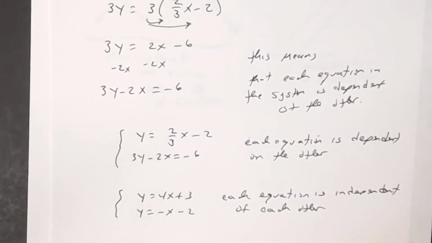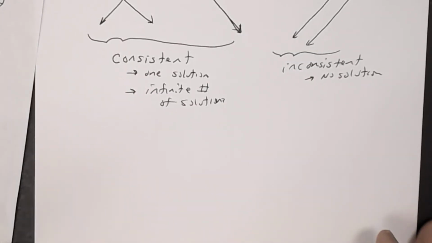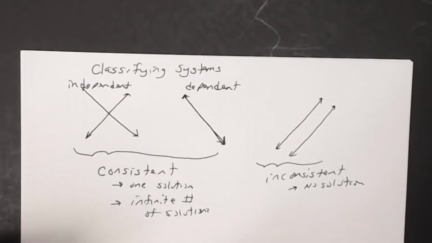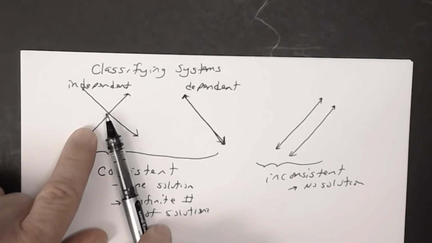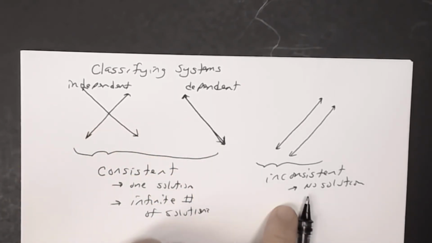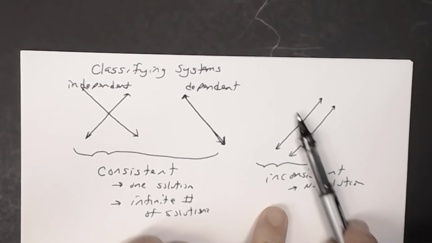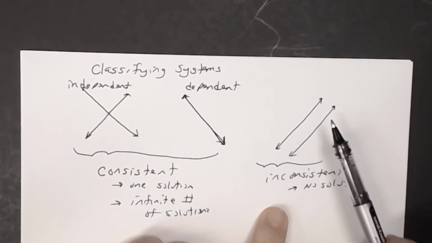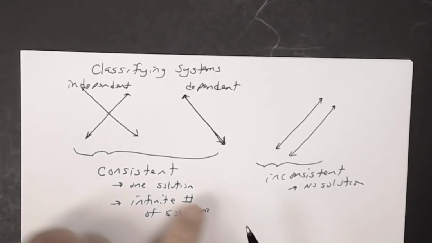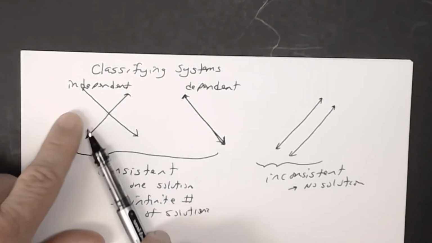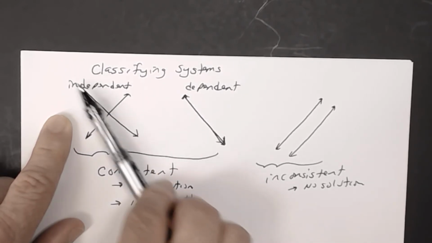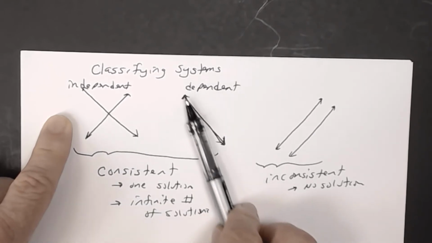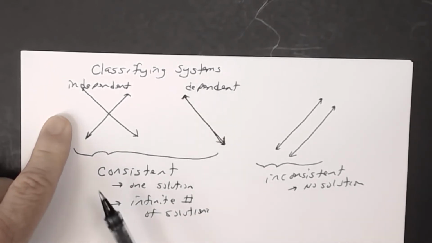Okay, so you may still have difficulty understanding what we mean by independent and dependent. But for right now, just know this. A consistent system has one solution or an infinite number of solutions. Inconsistent has no solution. So that's why they are parallel and don't intersect, right? They don't have the same y-intercept. If the equations are not the same equation, they're totally different, then they're independent of the other. If the equations are identical, they overlap, then they're dependent.